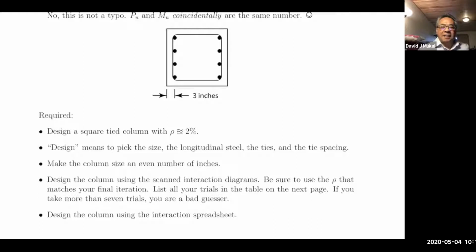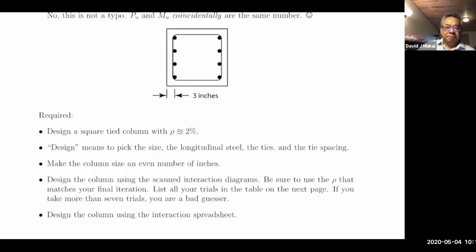And I've said that the distance from the outside to the middle of the column is 3 inches, not 2.5, because these big bars, they have pretty large diameters. And so it comes out more, in this case, it'll come out closer to 3 inches instead of 2.5. And when I say design, I mean pick the size, pick the steel, pick the ties, and pick the spacing.